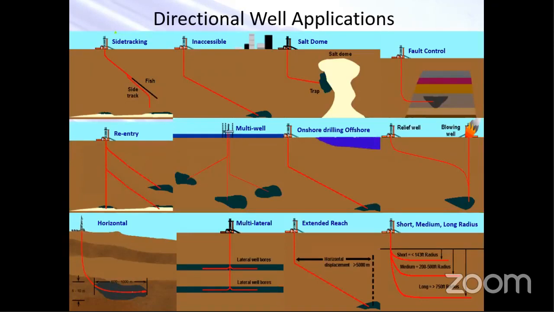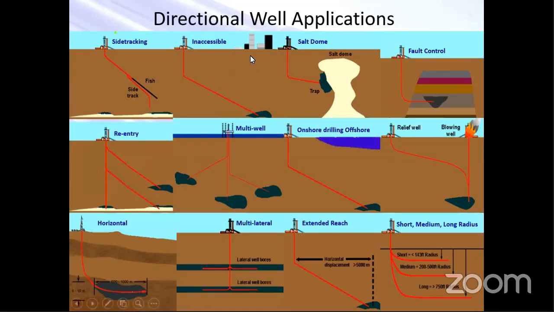Okay, here we have the directional well applications. We try to cover most of the directional drilling applications in this picture. Let's start with the top left. The first application is side tracking. As we all know, if we have difficulty during drilling and we couldn't continue drilling, because we got stuck, what do we do? We go for a pack off, and then we can very easily side track the well and continue drilling.